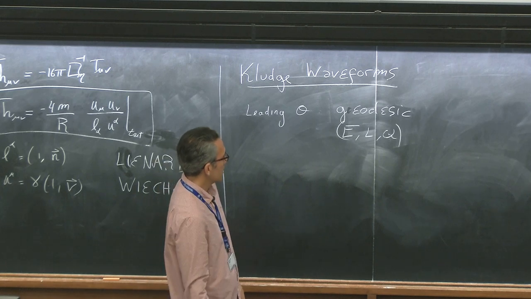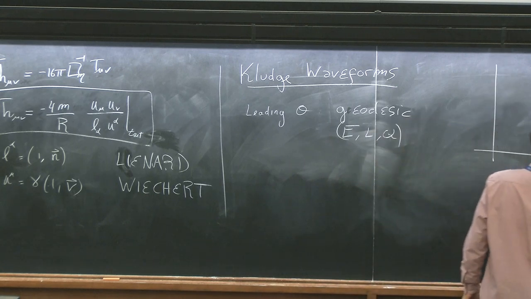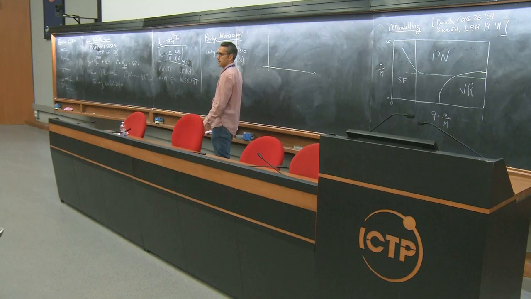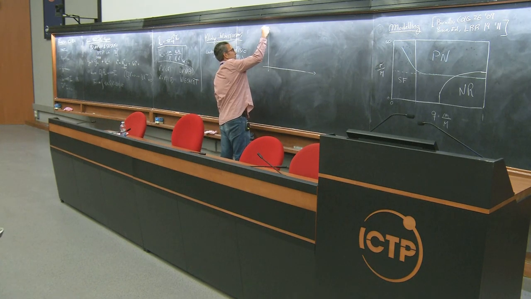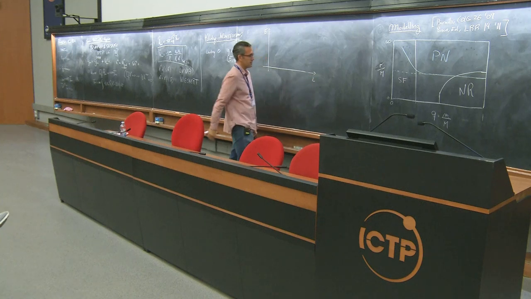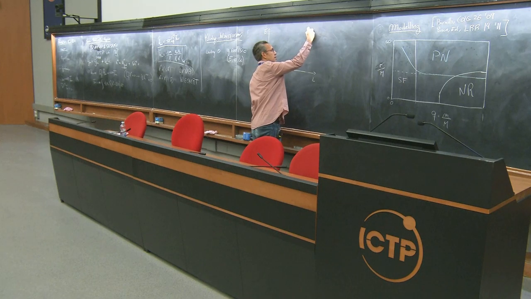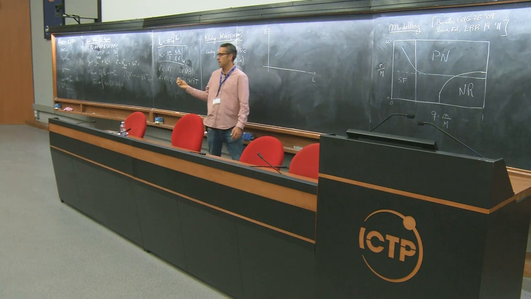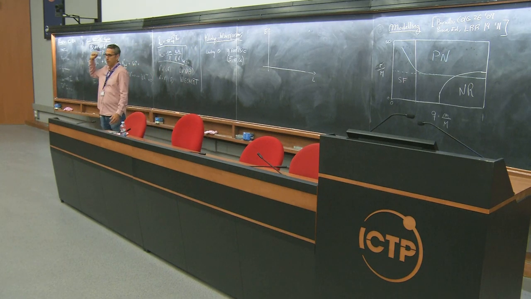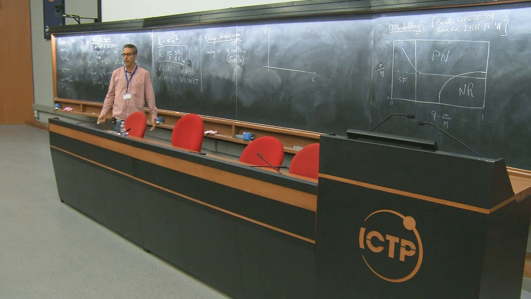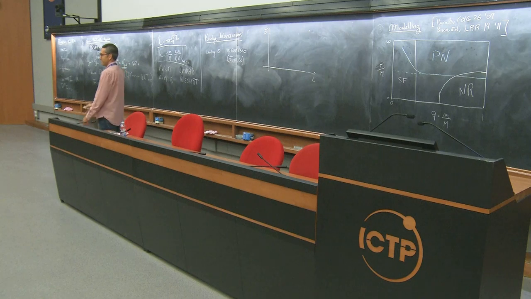Okay, so let me draw a two-dimensional space. This is a three-dimensional space, right, E, L and Q. Let me just draw it in two dimensions. Let me suppress Q for now. So E and L. I can pick a point here, some initial condition for my geodesic. I just pick an orbit with some energy and some angular momentum, and that's just a geodesic. If I run a computer, it'll just go around forever and ever. If I pick E and L very intelligently, I can even make that orbit be a circle, right?